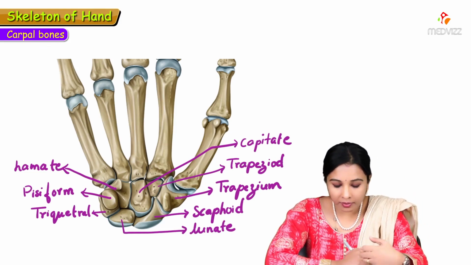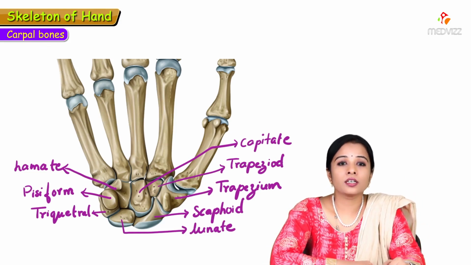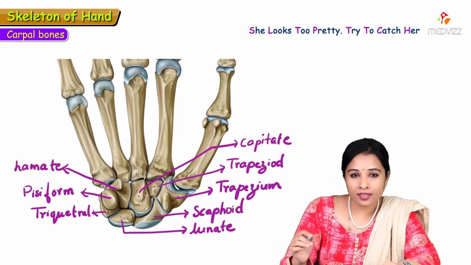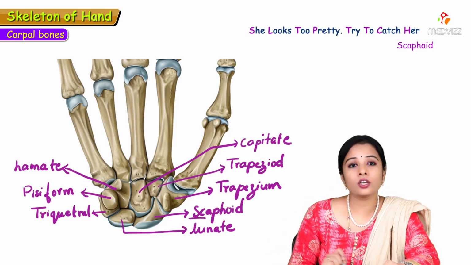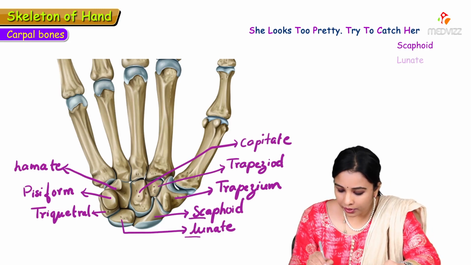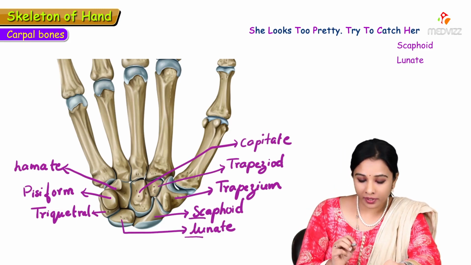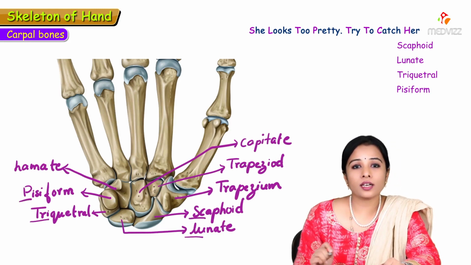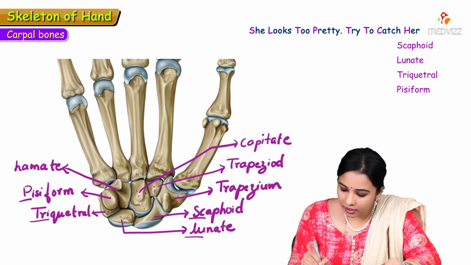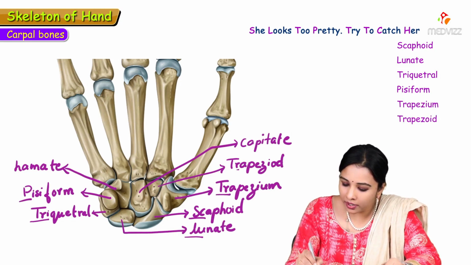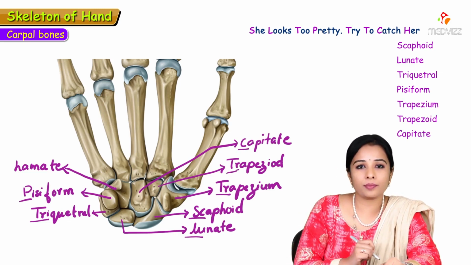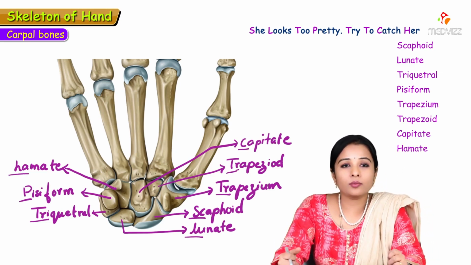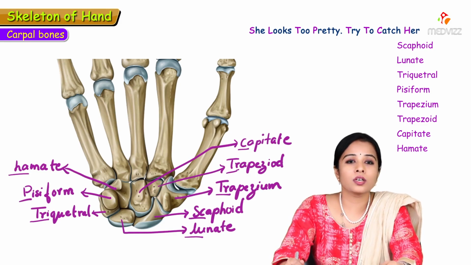So the mnemonic to remember the carpal bones is: She looks too pretty, try to catch her. She, S for scaphoid; looks, L for lunate; too pretty, T is for triquetral, P is for pisiform; and try to catch her. Again T, trapezium, trapezoid, capitate, C for capitate, and her, H for hamate. So this is a mnemonic to remember the carpal bones.